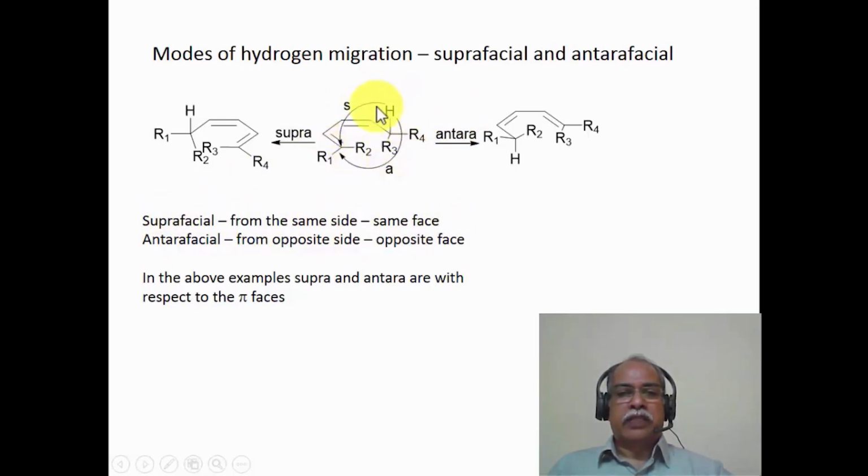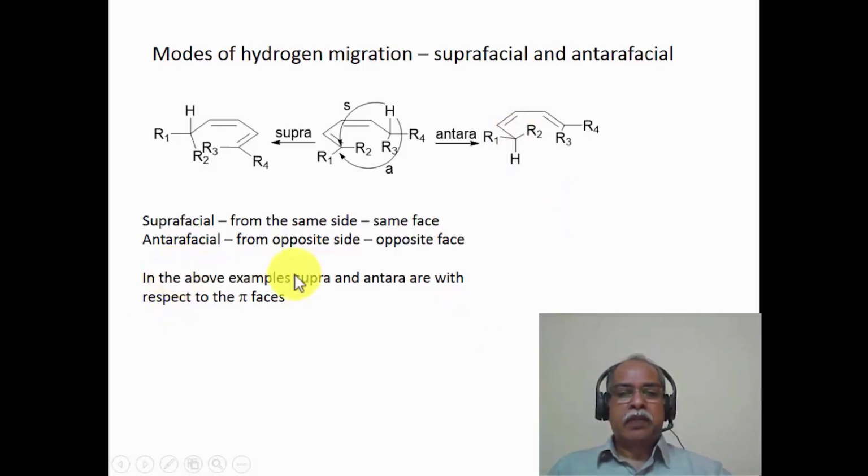Hydrogen doesn't have any suprafacial or antarafacial migration, but with respect to the pi face, it can either migrate to the same position from the top face to the top face, or from the top face it can go to the bottom face also. Such a migration would be called an antarafacial migration. So if a suprafacial migration takes place, this would be the configuration of the resulting chiral center that is generated. If an antarafacial migration takes place, this would be the configuration of the resulting migration center.